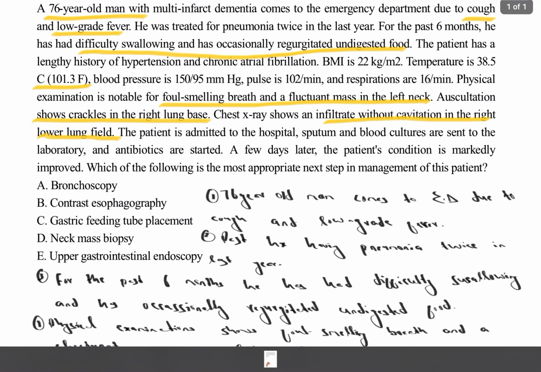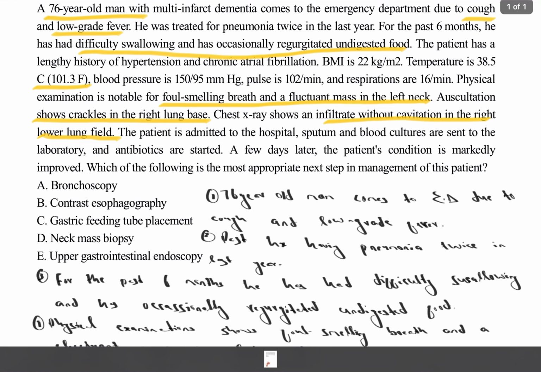BMI is 22 kg, temperature 38.5, blood pressure is 150 by 95, and pulse is 102 per minute. Respirations are 16 per minute. Physical examination is notable for foul-smelling breath and a fluctuant mass in the left neck. Auscultation shows crackles in the right lung base. Chest X-ray shows an infiltrate without cavitation in the right lower lung field.